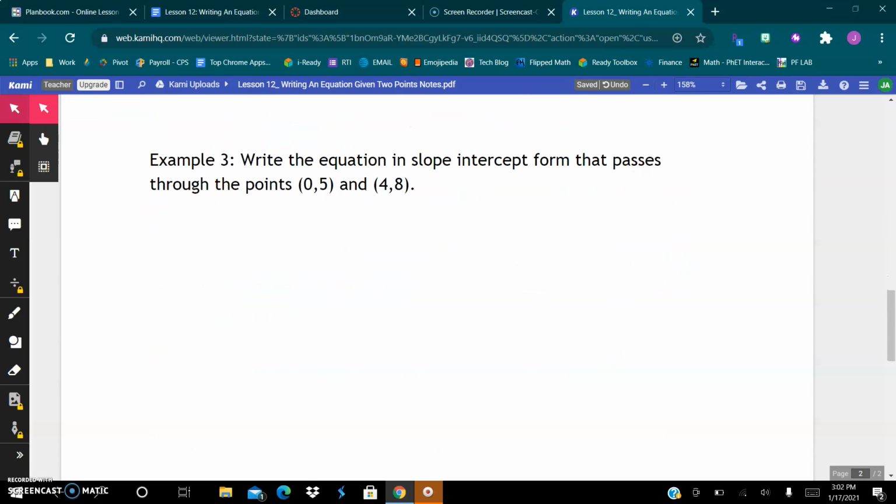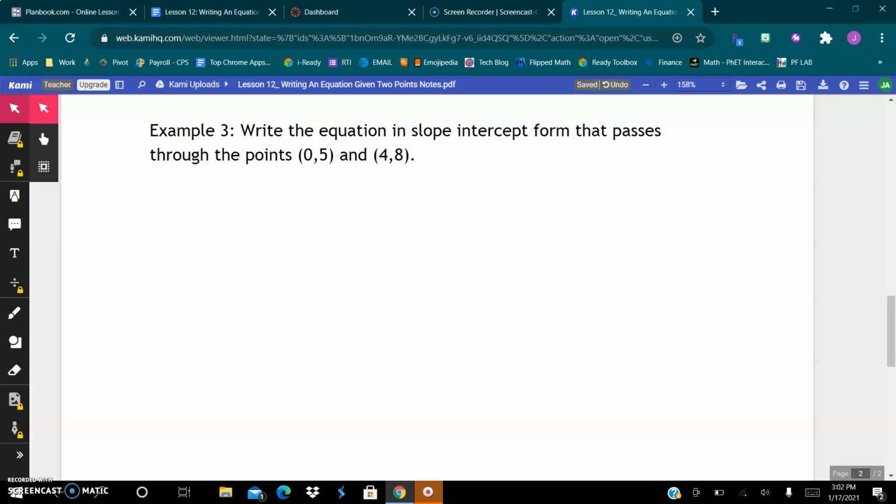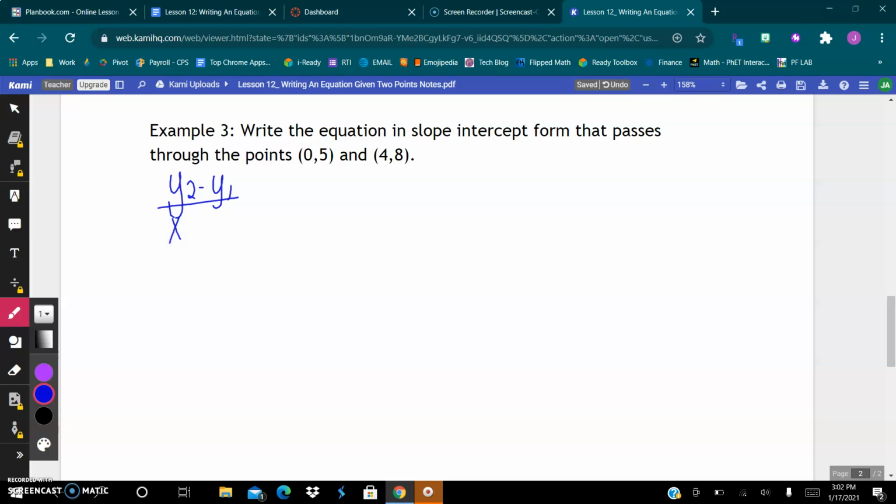Example 3, write the equation in slope-intercept form that passes through the points (0, 5) and (4, 8). So again, y2 minus y1 over x2 minus x1. So y out of that second point is 8, minus y out of the first is 5. And then x out of the second is 4, minus x out of the first is 0. So 8 minus 5 is 3. 4 minus 0 is 4. So our slope is 3/4.